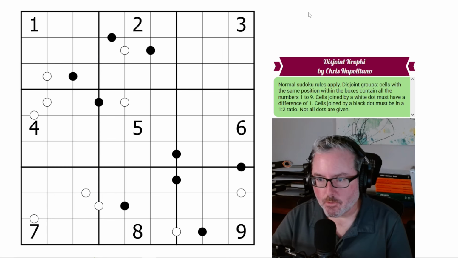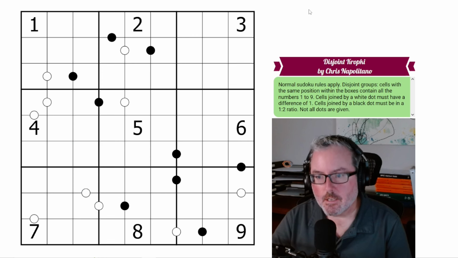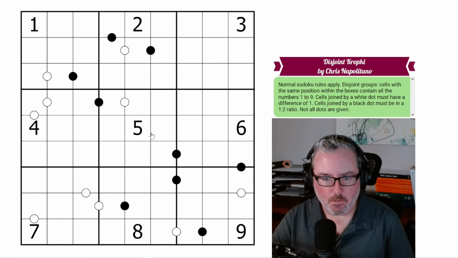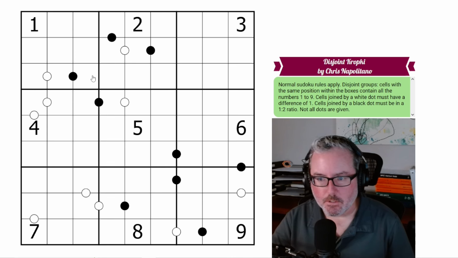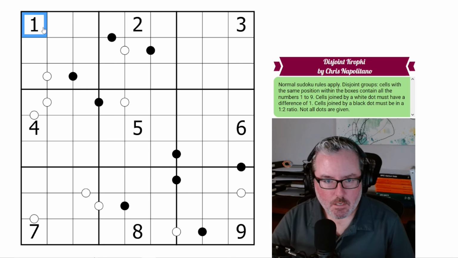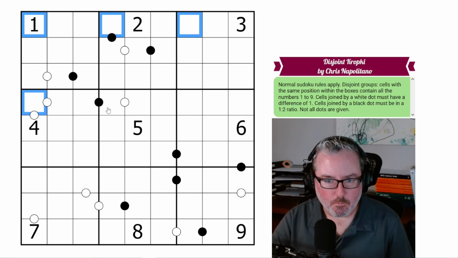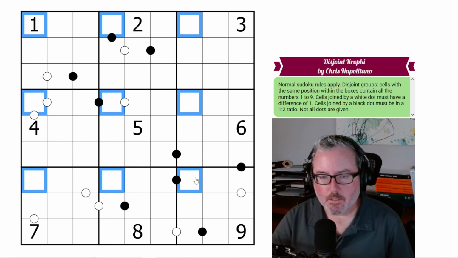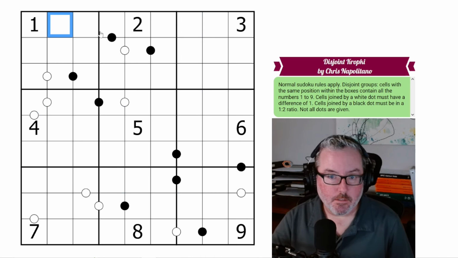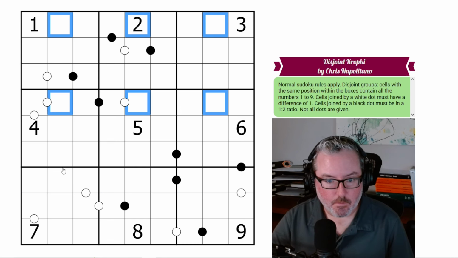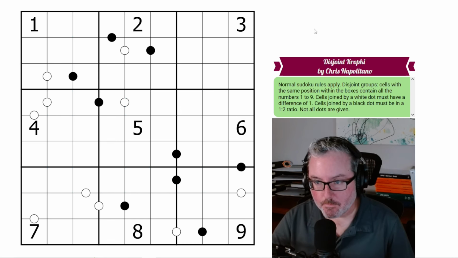Now, we've got disjoint groups, which says cells with the same position within the boxes contain all the numbers 1 to 9. So what does that mean? Well, I think he's given an example, essentially. Well, that's not entirely true. What I think this is saying is that this top left corner of every one of the regions must contain the digits 1 through 9 once each. Same will be for the middle one, and so on and so forth.